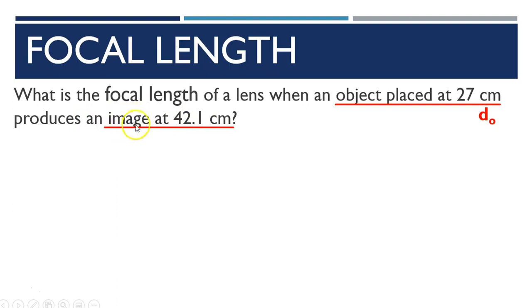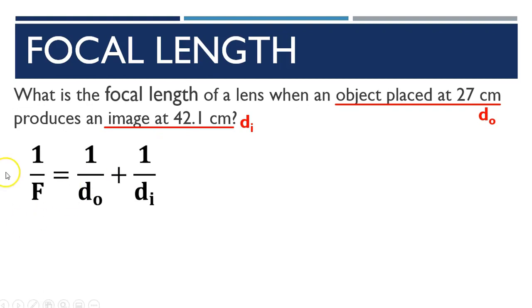So image, we know it's going to be an I, and it's produced at that place, so that's our image distance, or our DI. And it says right here in the question, what is the focal length? So we know we're looking for focal length. So you've got an F, a DO, and a DI. Which equation would you use? That's going to be this one right here. 1 over F equals 1 over DO plus 1 over DI.